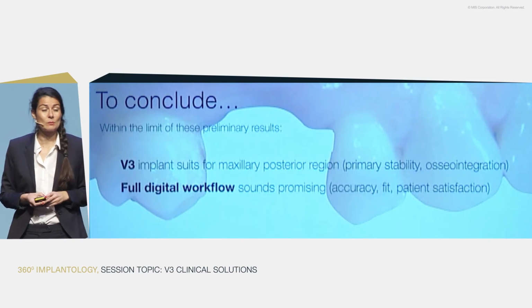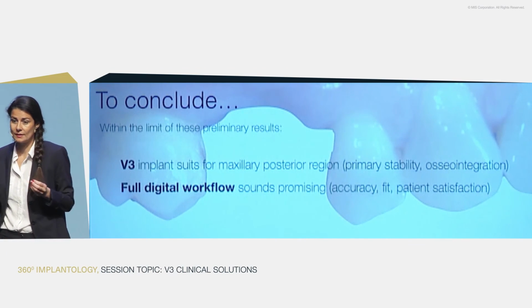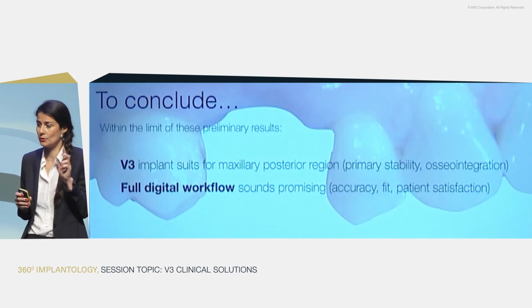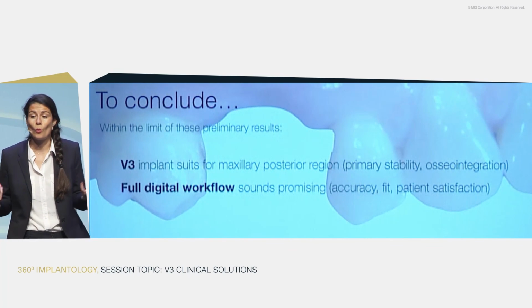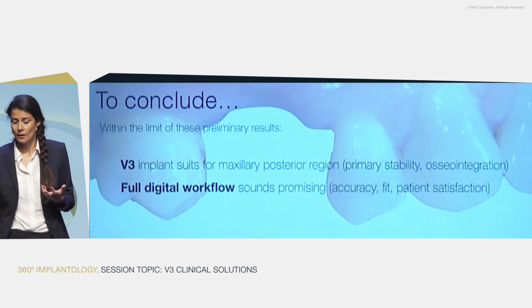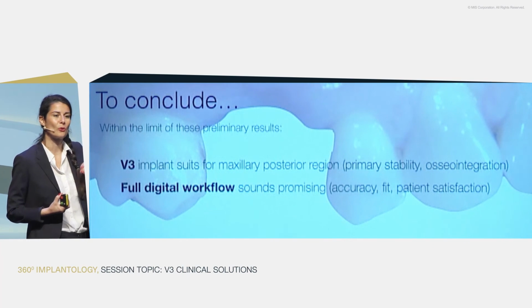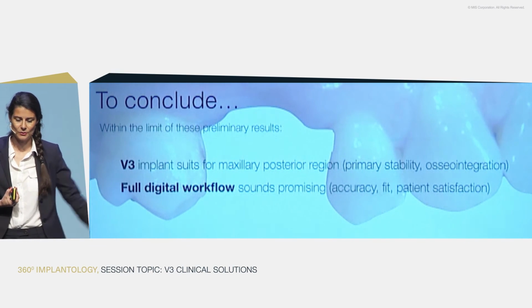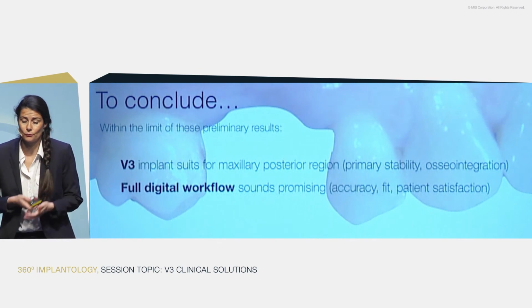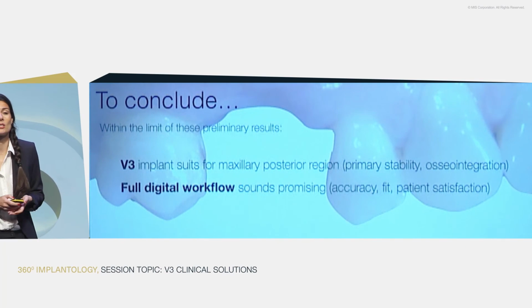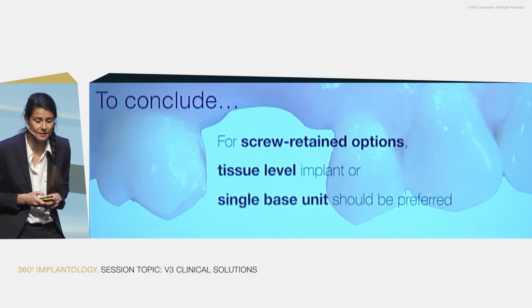And this brings us to the conclusion of my talk. I think that according to these preliminary results of these two studies, we have to be very cautious of the results. We can say that V3 implants do work in the posterior region. It allows a good primary stability, a good osseointegration, and I'm really looking forward to the one-year results. Looking at the full digital workflow, it sounds very promising. If we're looking at the accuracy, the fit, the patient satisfaction, it is great. It just needs a little bit of improvement for the aesthetic aspect.